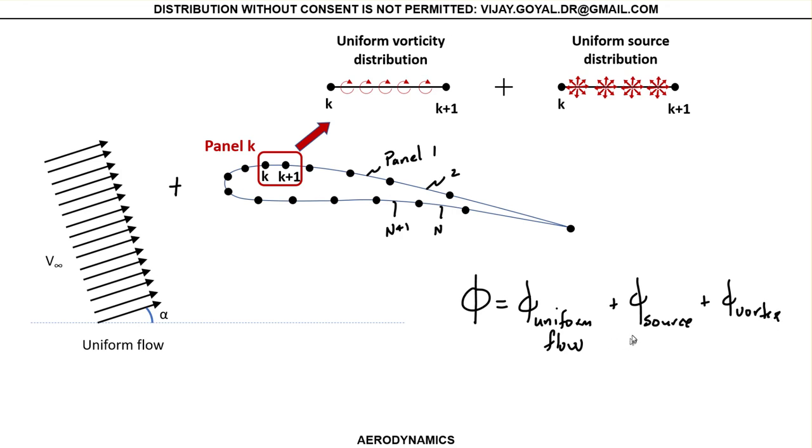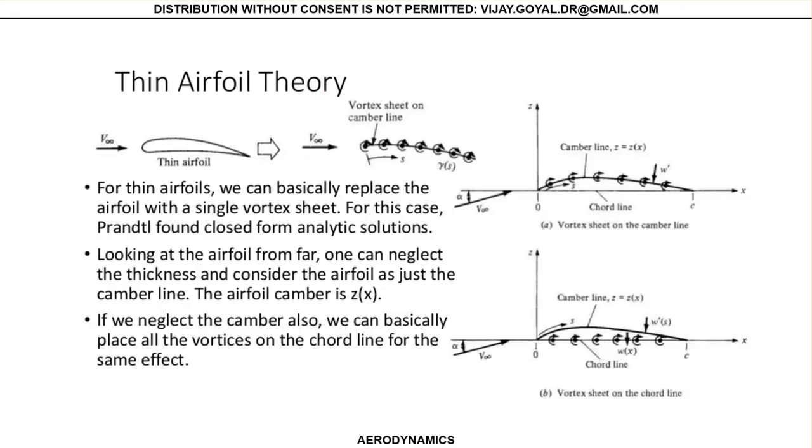So the goal in this course will be to find what is this phi, what is this phi, and what is this phi, and what they represent. Remember, phi is the potential, the velocity potential. It's a lot easier to work with velocity potentials.